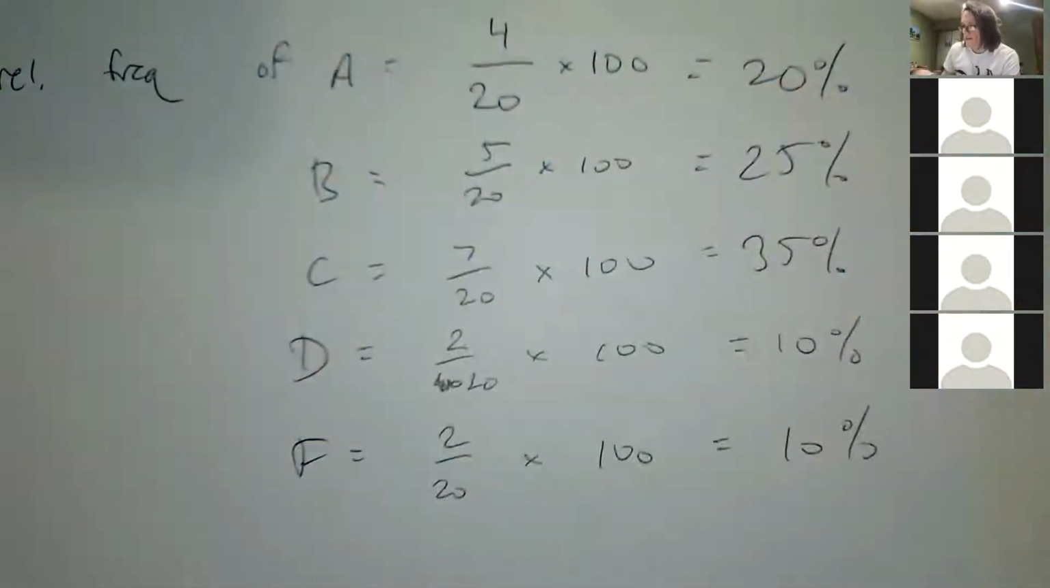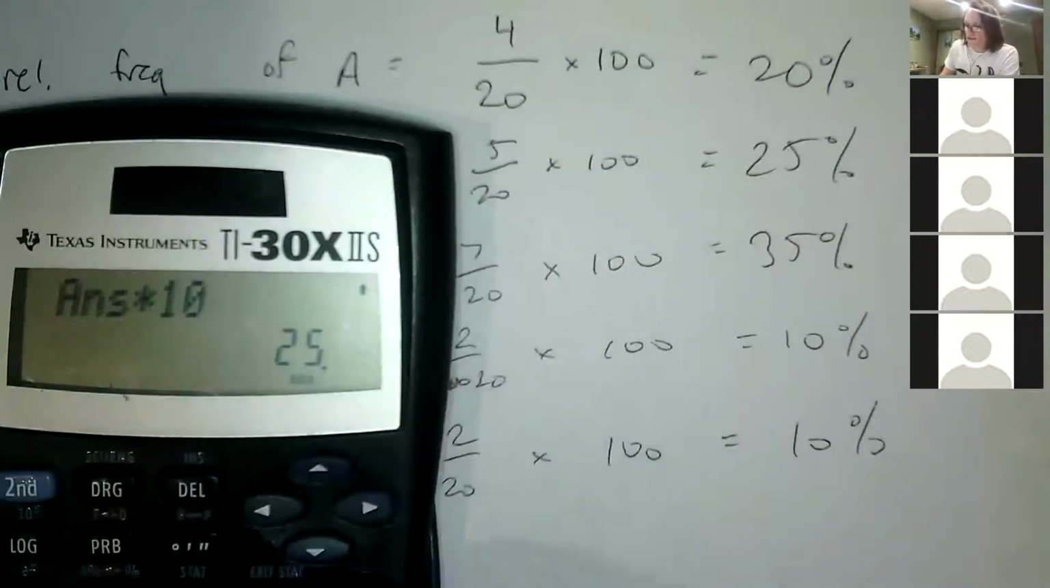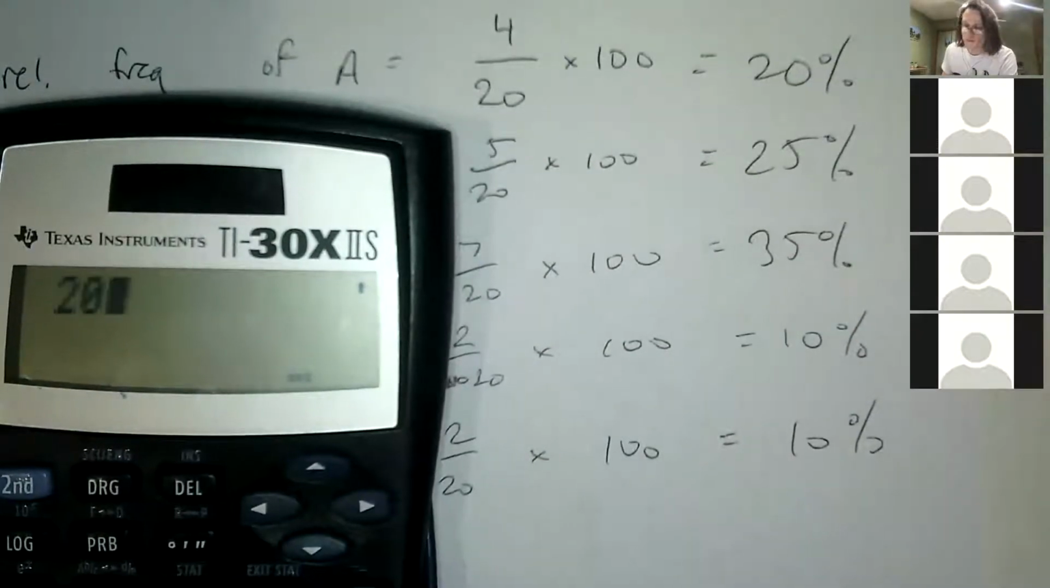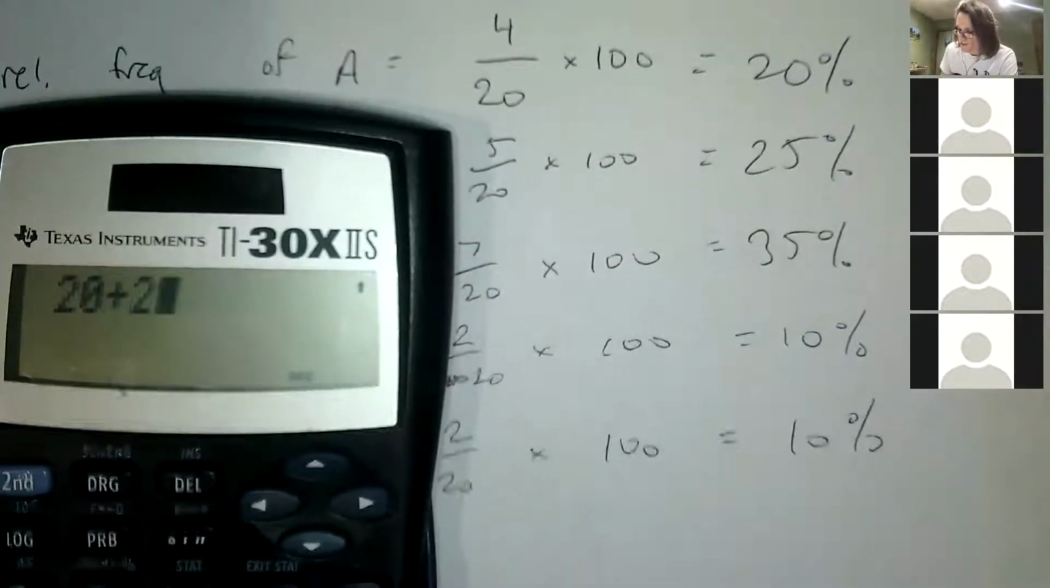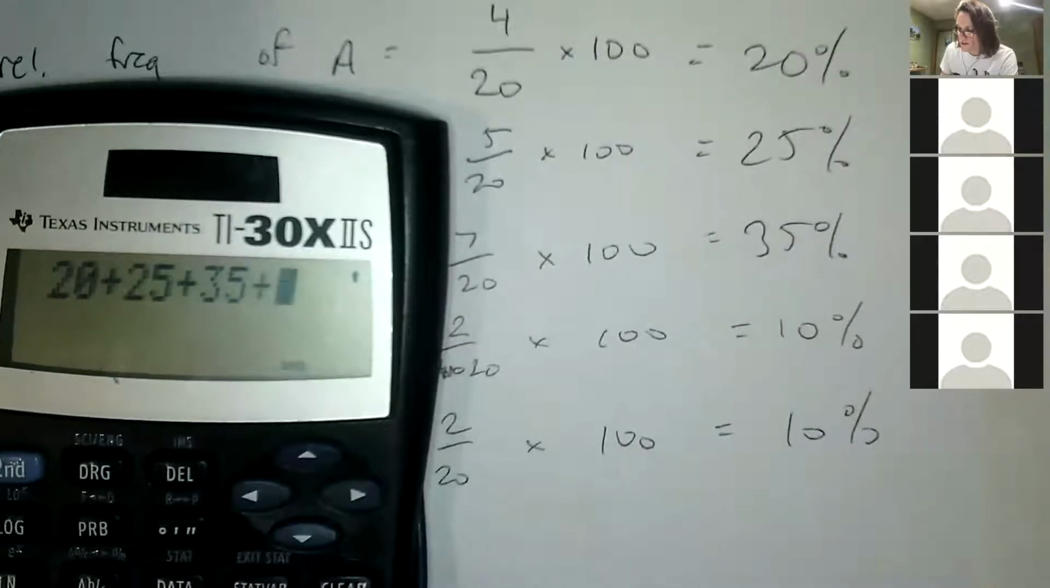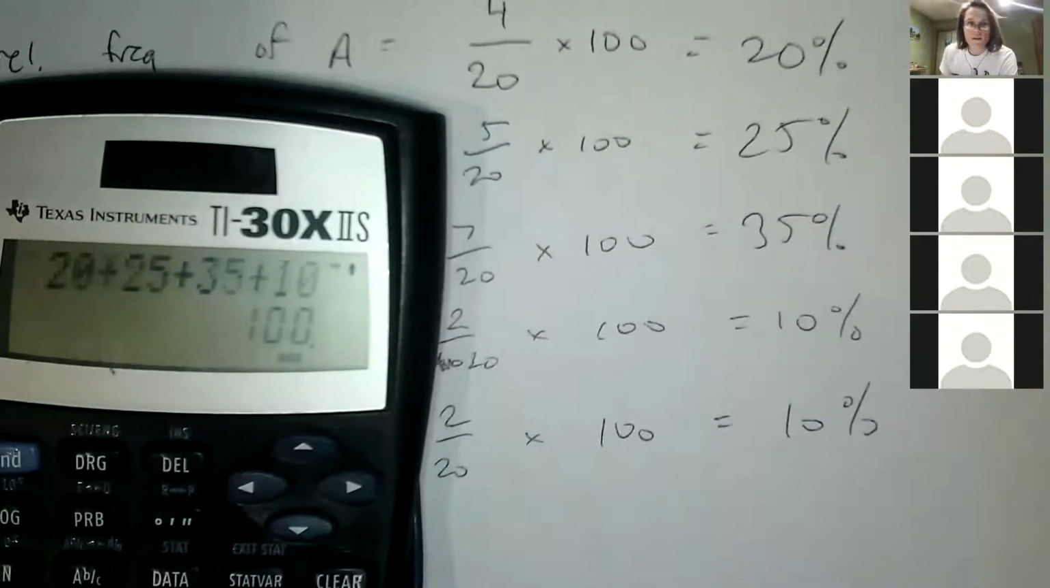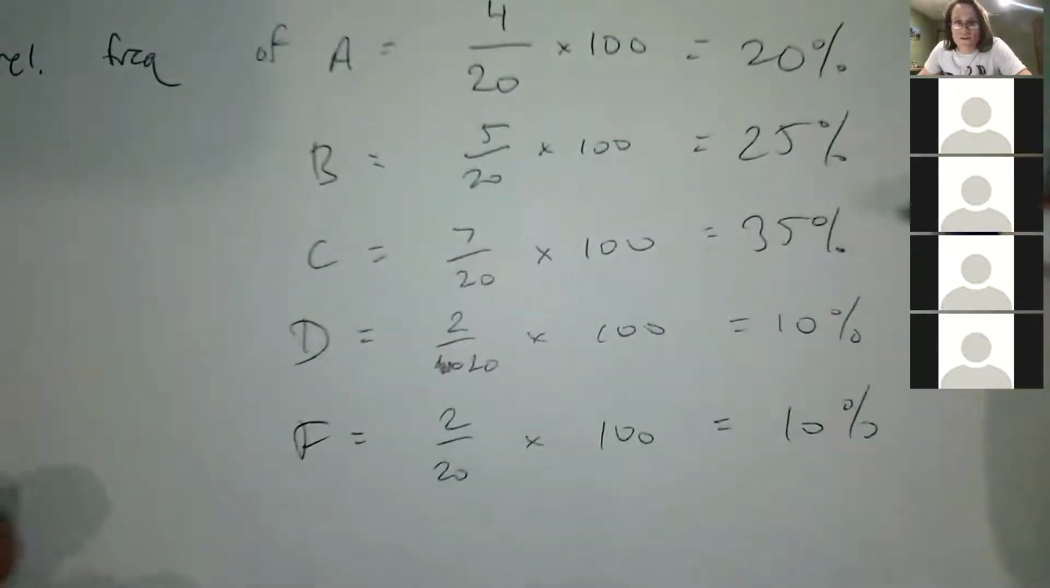In the end, you should add them all up. I mean, you don't have to, but when you add them up, they should all add up to 100. Luckily it does. So those are our relative frequencies.